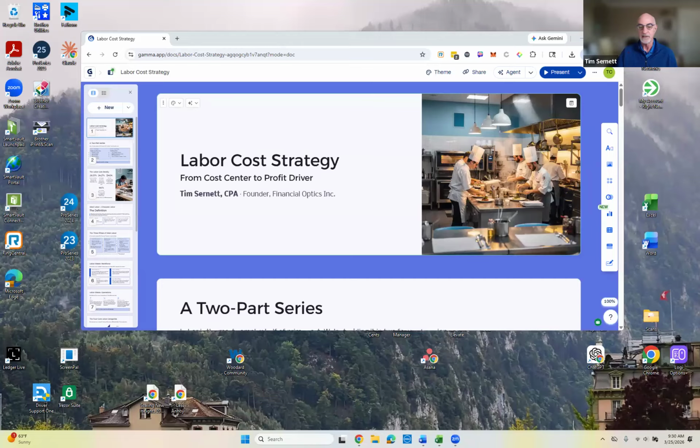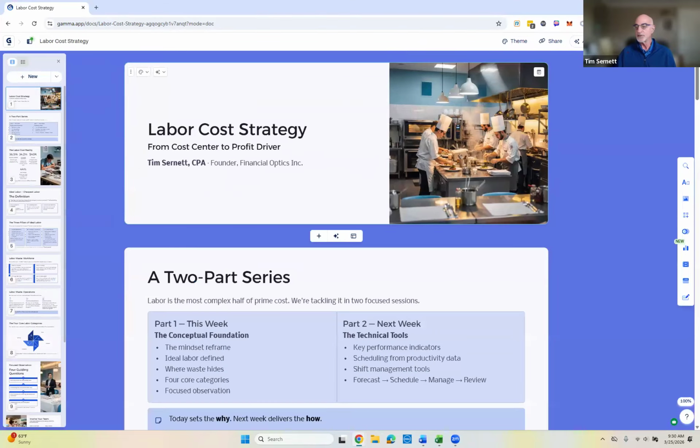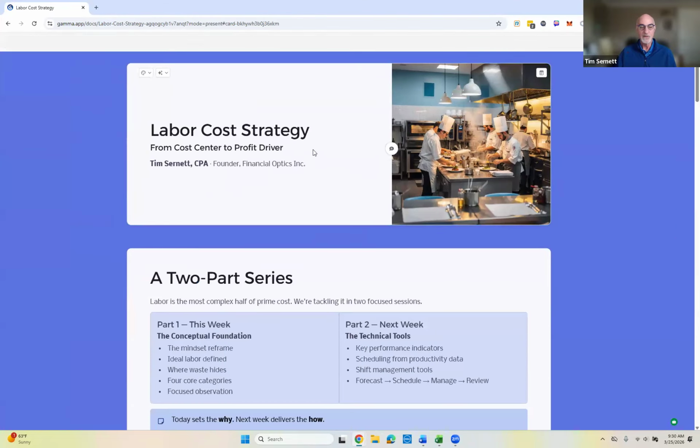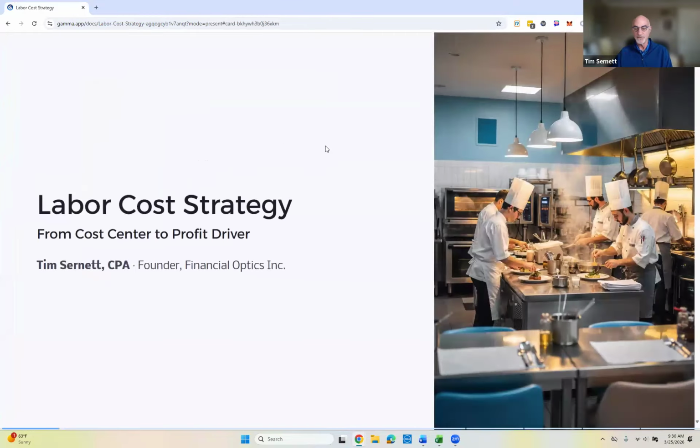Let me move to the slide deck for this week and we'll get into it. I need to share my screen here. Hopefully, with March Madness, you all had a big weekend last weekend and are setting up for a nice weekend this week. So, labor cost strategy: from cost center to profit driver.